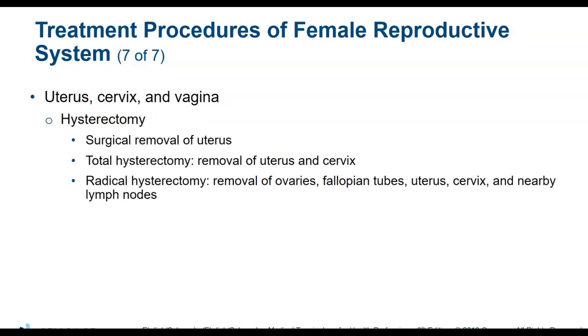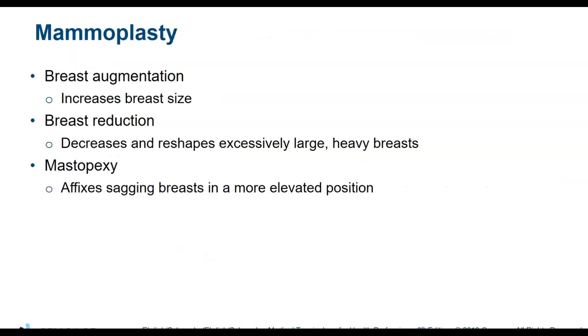A hysterectomy is a surgical removal of the uterus. A total hysterectomy is the removal of the uterus and the cervix. A radical hysterectomy is a removal of the ovaries, the fallopian tubes, the uterus, the cervix, and the nearby lymph nodes. Generally, this is when they've gone in, they found some type of cancer, and they're taking all the female reproductive organs as well as the lymph nodes so it doesn't spread.